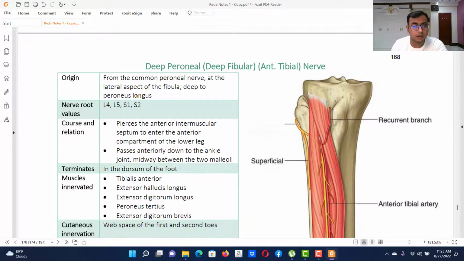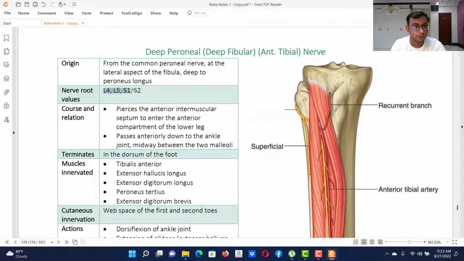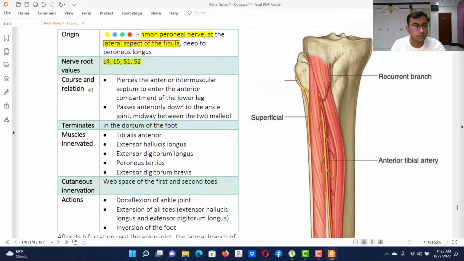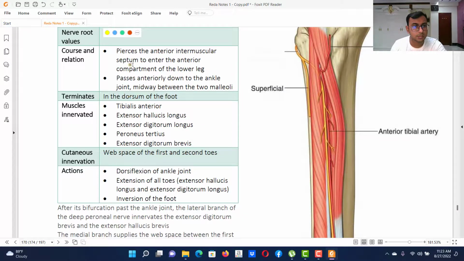The deep peroneal nerve continues as the anterior tibial nerve. L4, 5, S1, S2. It arises from the common peroneal nerve at the lateral aspect of the neck of the fibula, passes through the peroneus longus muscle and the anterior intermuscular septum into the anterior compartment, down to the ankle, midway between the two malleoli. Muscles supplied: tibialis anterior, extensor hallucis longus, extensor digitorum longus, peroneus tertius, extensor digitorum brevis.